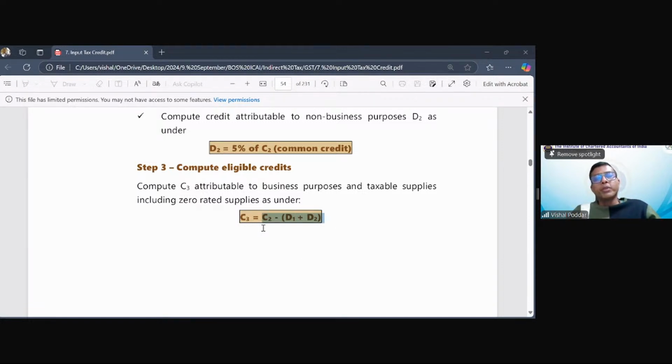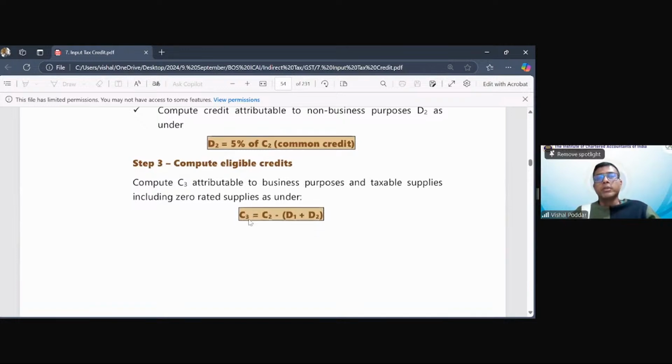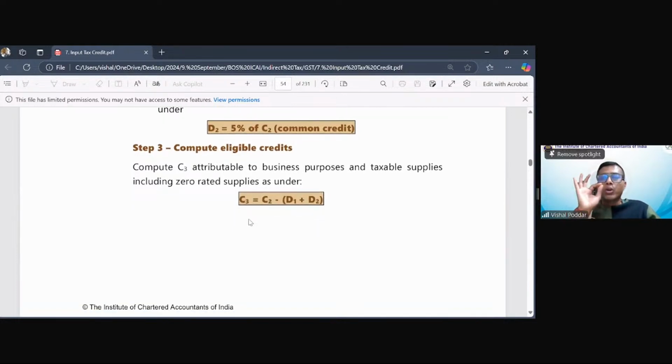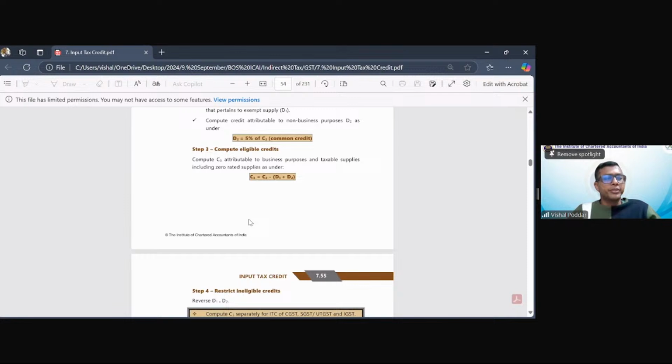So this is how you find out the common ITC which is eligible, which is C3. In that you add T4. This becomes your total eligible ITC. I hope you all understood this.